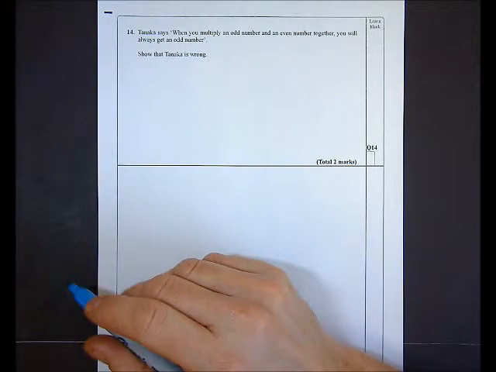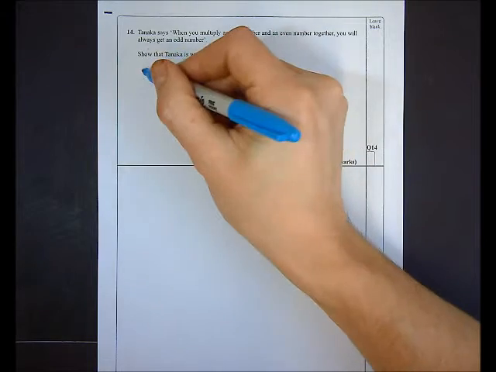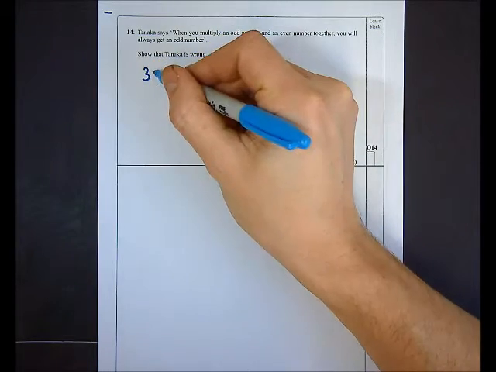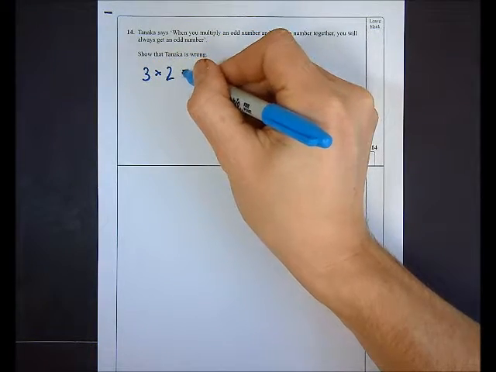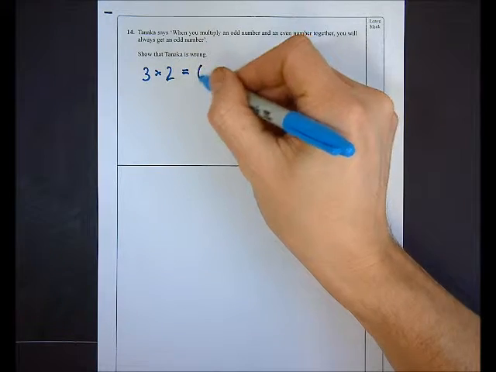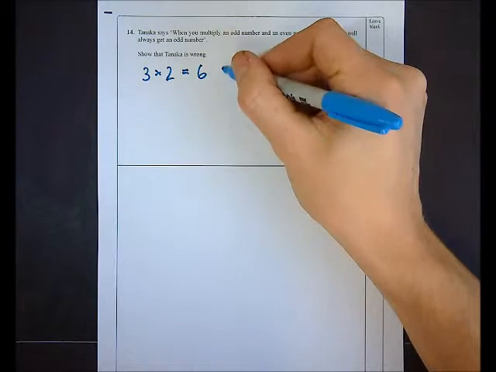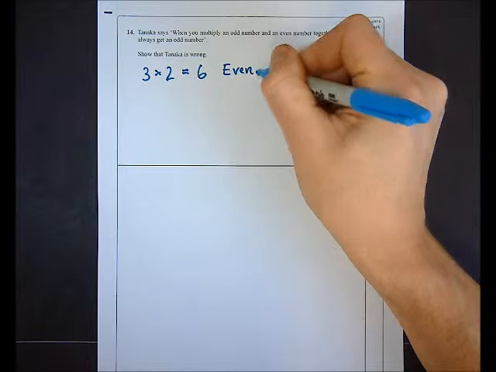In question 14, Tanaka says that when you multiply an odd number and an even number together, you will always get an odd number. And I'm asked to show that Tanaka is wrong. So all I'm asked to do is try a few things and make sure that I can show that I'm going to get an even number. So pick an odd number, for example 3, multiply it by an even number, which is 2. 3 times 2 is 6. Therefore this one here is even. I've shown that she's wrong.